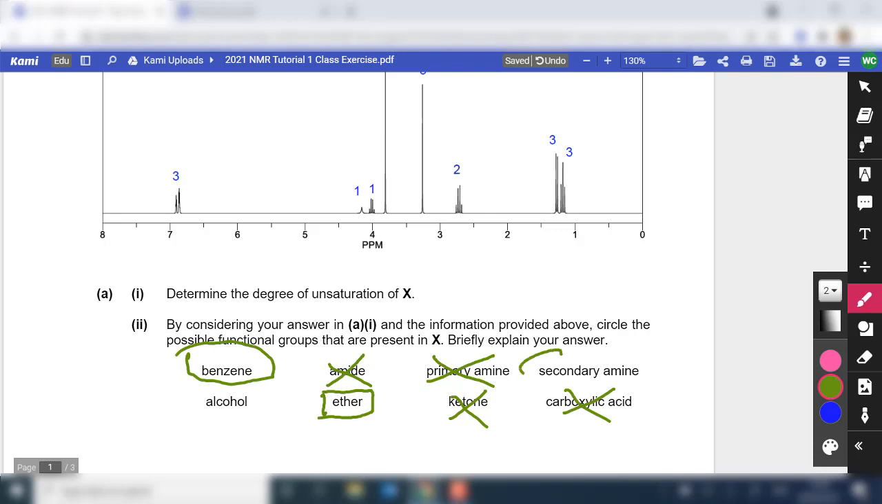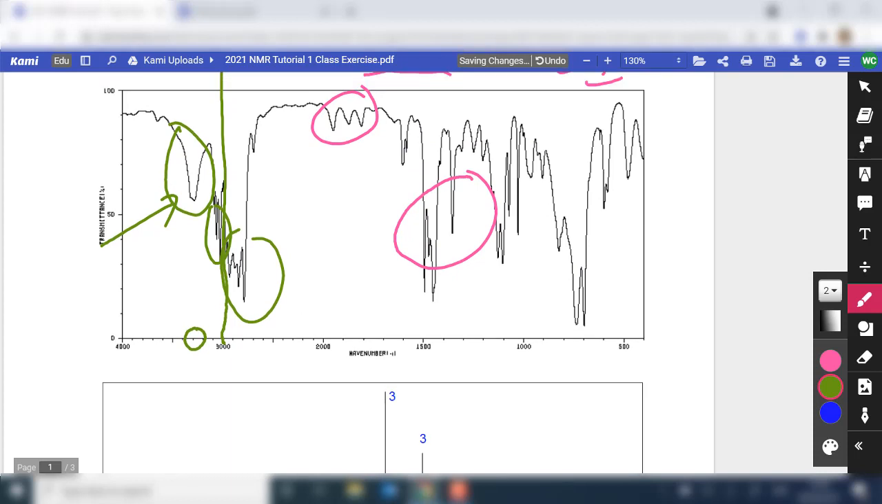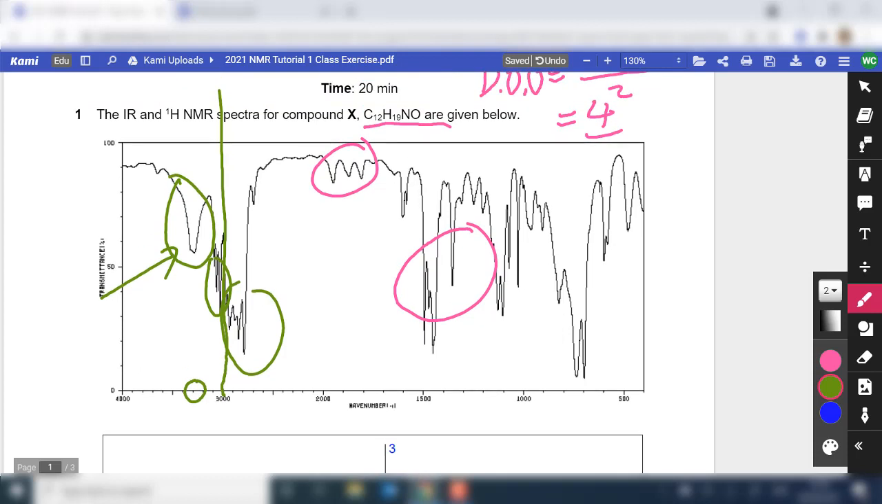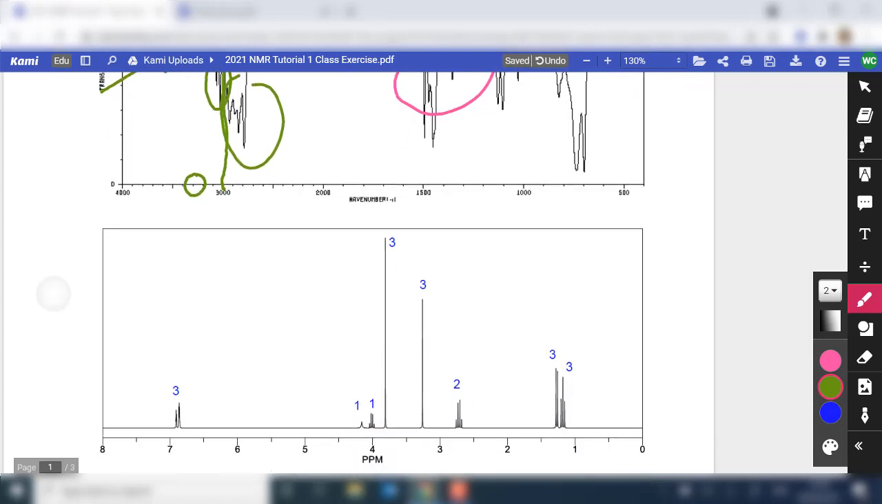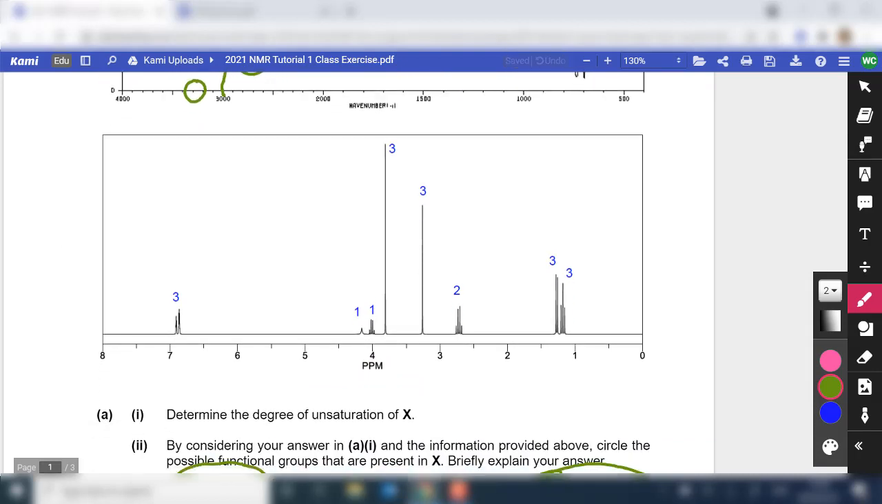What about a secondary amine and an alcohol? If you look at the region, a secondary amine might tick the checkbox. What about alcohol? It may still be possible, but I think we need to do further analysis. In this case, the NMR might give you the biggest clue ever.